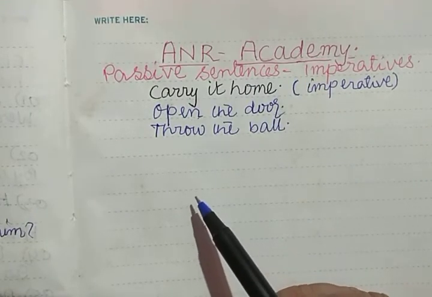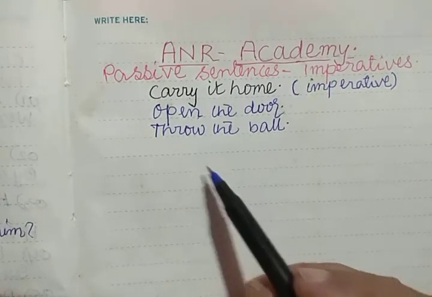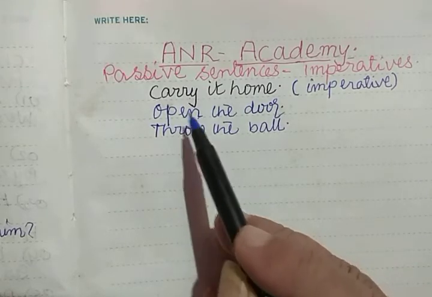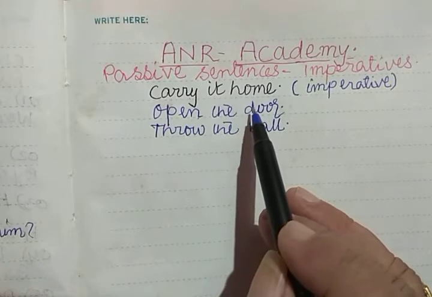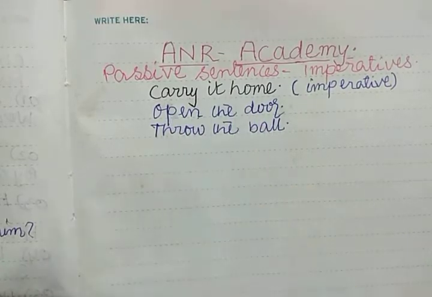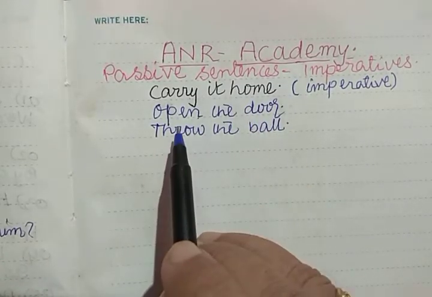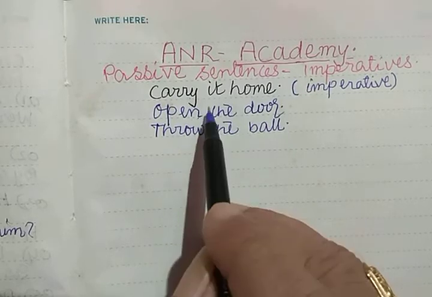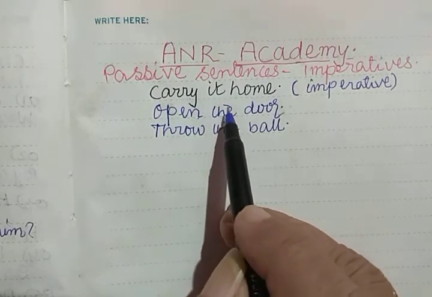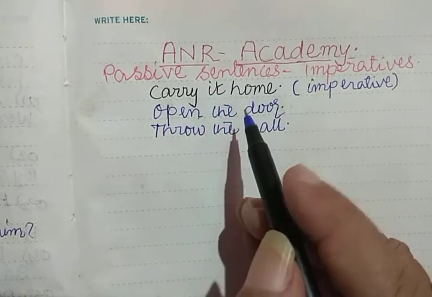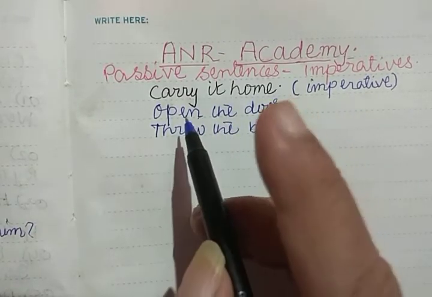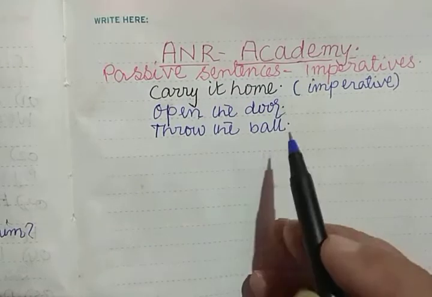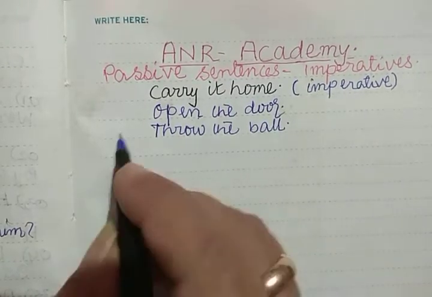So now we understood how does an active sentence in imperative look like. Clear? So now let us try to convert this active sentence into passive. We apply two structures for this.